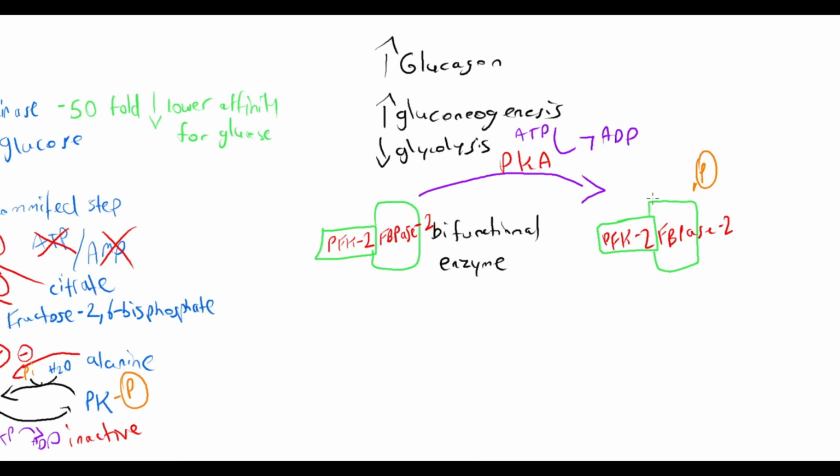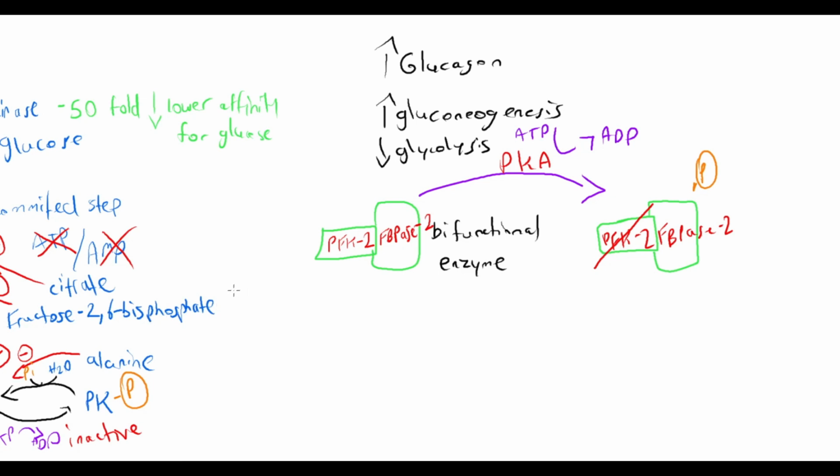What this does is it inactivates PFK-2. So the phosphorylation status of this bifunctional enzyme inactivates PFK-2. So PFK-2 is inactivated. Therefore fructose bisphosphatase 2 is activated. And what this does is, because you have low amount of glucose in the blood, right? We got that because of glucagon. Now you want to activate gluconeogenesis, therefore inhibiting PFK-1. And how do you inhibit PFK-1? By reducing fructose 2,6-bisphosphate.